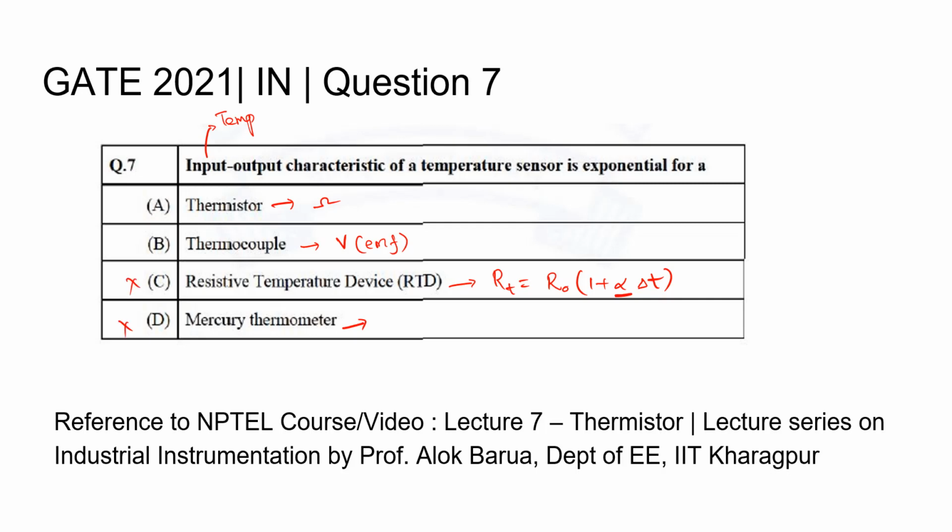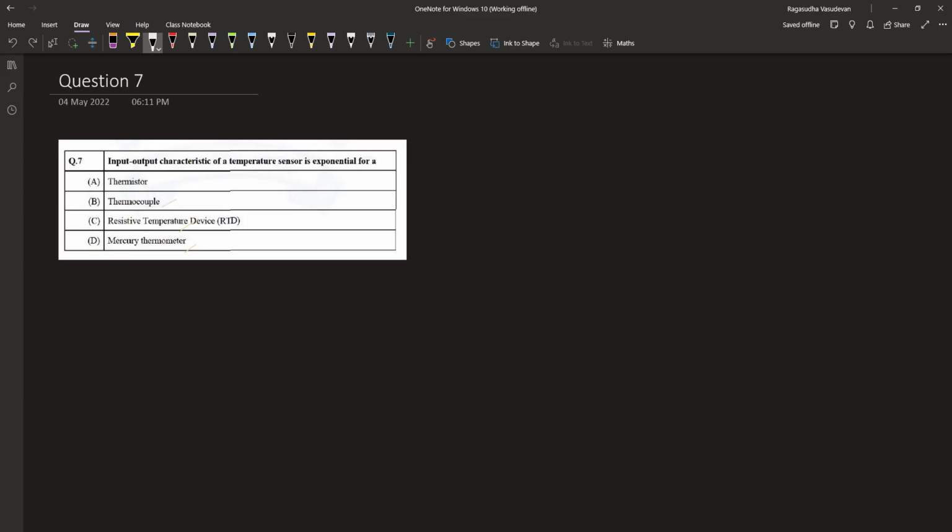In a thermocouple, if we see, this EMF will be proportional to the difference in the temperature at the ends, which is T2 minus T1. So this is going to be a linear relationship. Let's have a look at thermistor now.